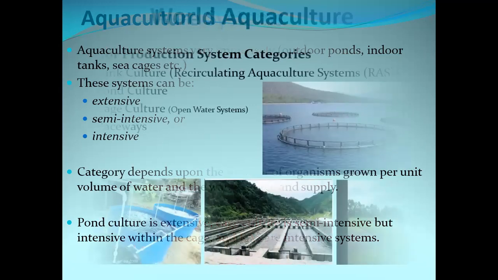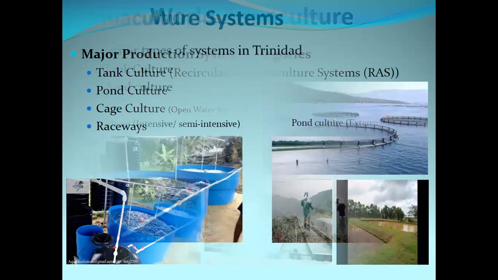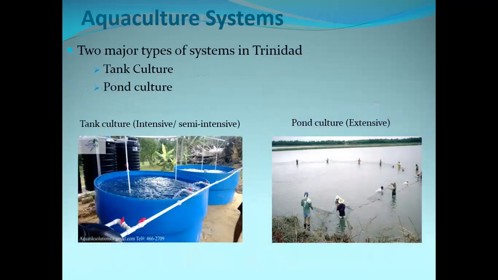Okay. So again, these are some of the major production system categories around the world: tank culture, pond culture, cage culture, and raceways. We would have touched on this before, right? And again, two major types of systems, just as a refresher: tank culture, where we're growing in tanks. We have a filtration mechanism in place, both mechanical and biological. So we're using the water, sending it through different processes, and we're growing our fish within that particular system. Pond culture, which is more extensive, we just have fishes out in open ponds.